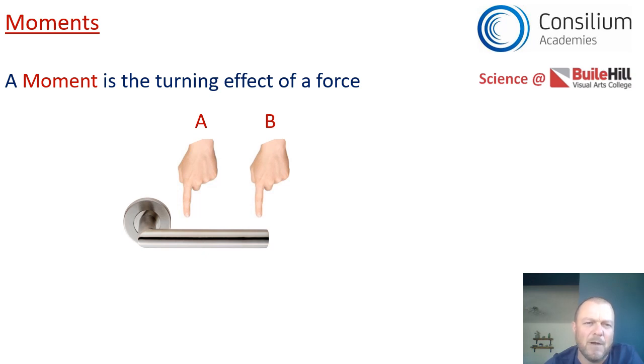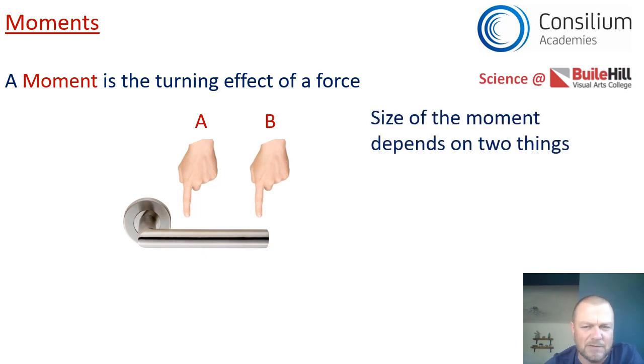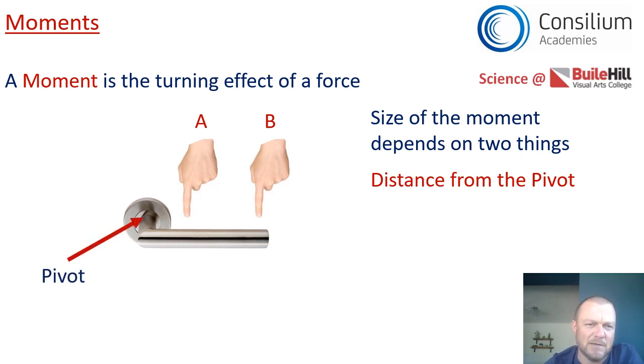Okay, so what you probably found is that when you pressed the position B, the door handle was much easier to move than when you pressed the position A. And that's because the moment at position B, the turning effect, was much greater. And the reason for that is a moment depends on two things. It depends on the distance from the pivot, and in position B, you were much further away from the pivot, which is where the door handle is attached to the door. And it also relies on the force that you applied, and I asked you to apply the same force. If you went back now to the door handle at position A and you pressed much harder, you would get the door handle to move the same as you would at position B.